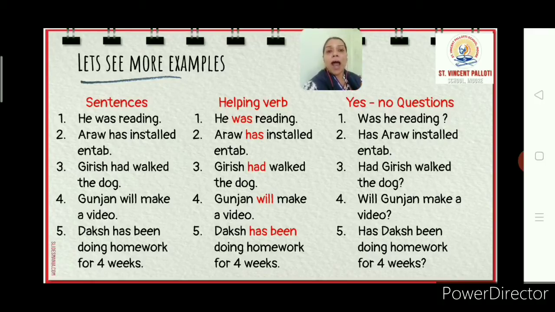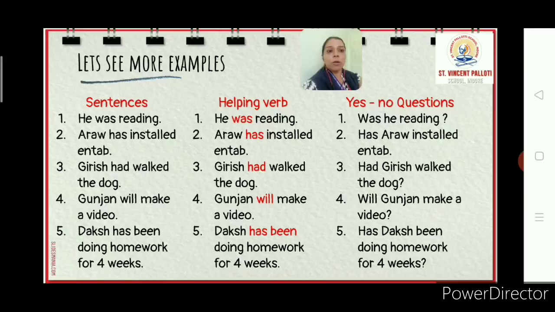Then, Girish had walked the dog. So what is the helping verb here? Had. And what is the main verb here? Walked. Okay. So what will we do? Had we will put at the beginning: Had Girish walked the dog? Question mark. Gunjan will make a video. Now here will is the helping verb. And what action is going on? She is making a video. So make is the main verb. So we don't have to do anything with the main verb. We will just put that helping verb at the beginning.